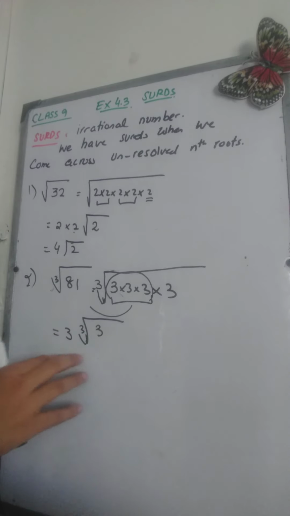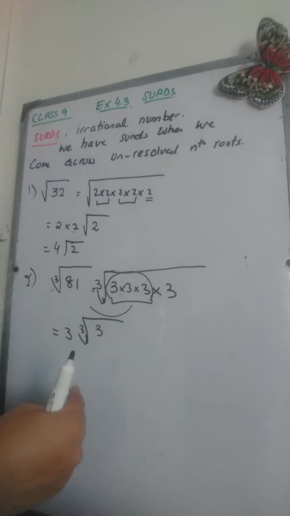For example, cube root, square root, or fourth root. If you are finding the fourth root of some number and you can't pull all the 4's outside the radical sign, then if something remains under the radical sign, this number always gives us an irrational number. Okay, these are the examples of irrational numbers.